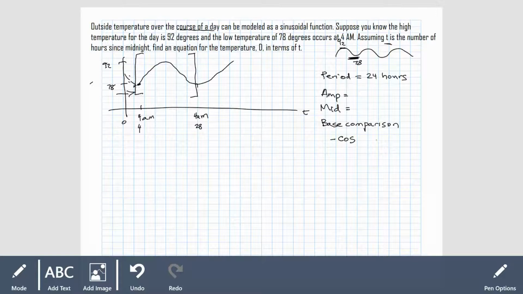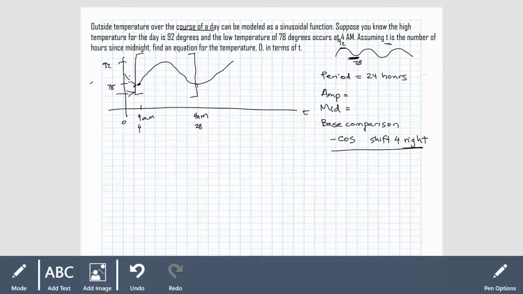So it's also important to note here that I need to shift my traditional inverse or negative cosine function. I need to shift it 4 to the right so that I can get my base comparison here. So I'm actually going to have a left-right shift in this particular problem. I do also have my period here, which is 24 hours.